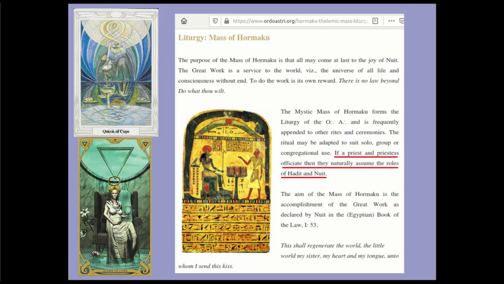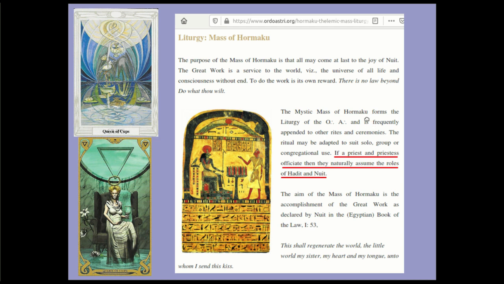Nope. Here. Okay. This is a Thelemic liturgy, so that's the religion that Aleister Crowley developed. So a satanic liturgy. The purpose of the Mass of Hormaku is that all may come at last to the joy of Nuit. The great work is a service to the world, namely the universe of all life and consciousness without end. To do the work is its own reward. There is no law beyond do what thou wilt. Of course, that's the motto of their satanic religion, right?